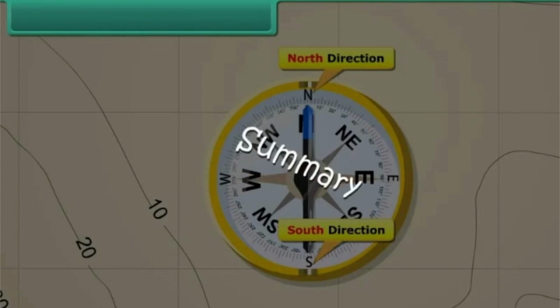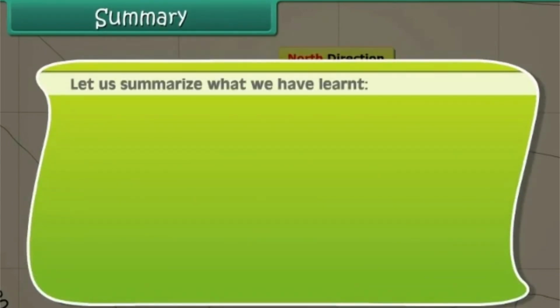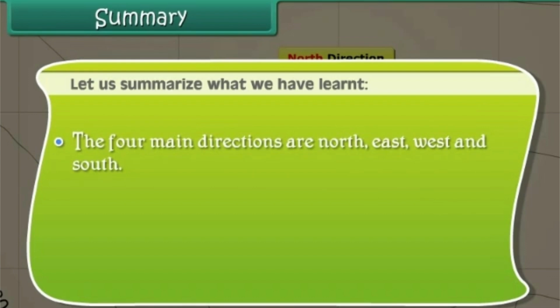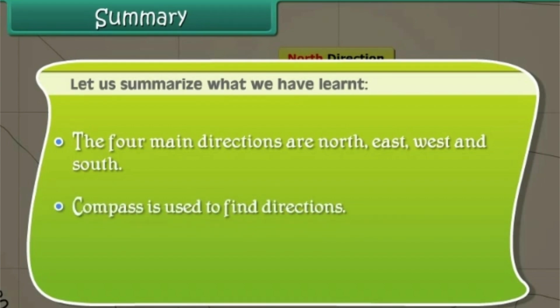Summary. Let us summarize what we have learned. The 4 main directions are north, east, west, and south. Compass is used to find directions.